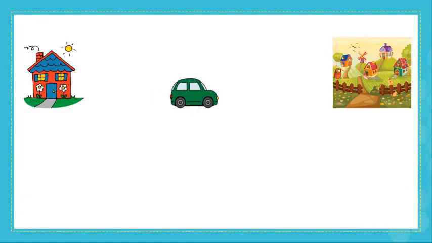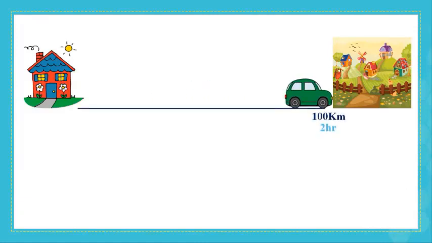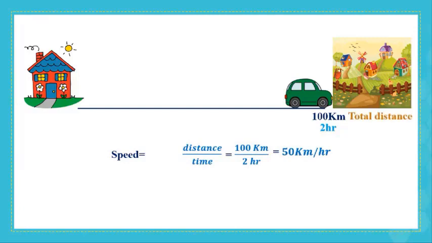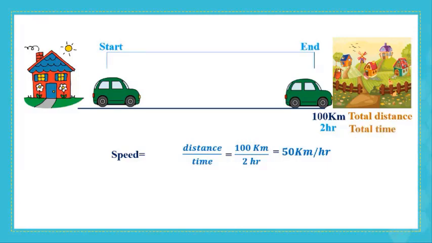A distance of 100 kilometers is covered during a period of time which is 2 hours. We have calculated the speed, 50 km per hour. 100 km represents the total distance covered by the car from the start point, home, till the end point, the village. 2 hours represents the total time taken from home to village. So, total distance is divided by the total time. A value is obtained. This value, 50 km per hour, represents the average speed of the car.